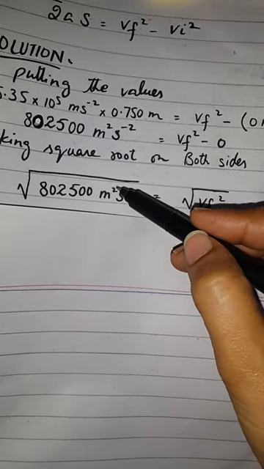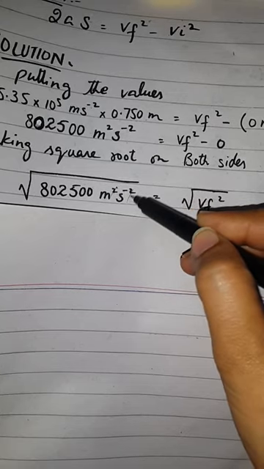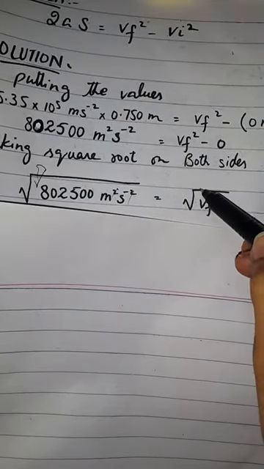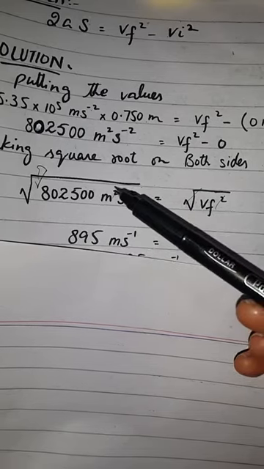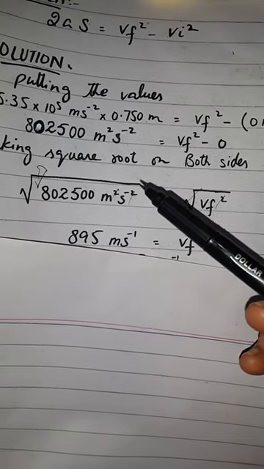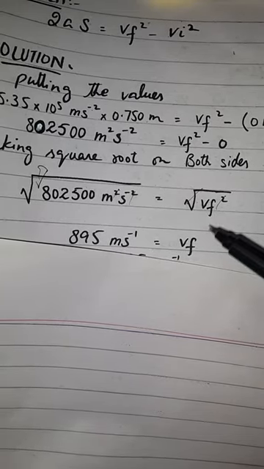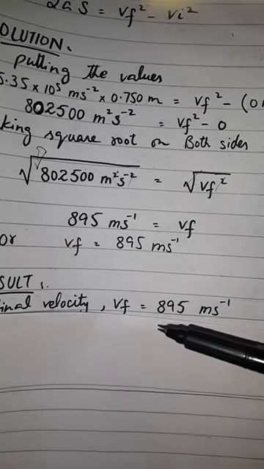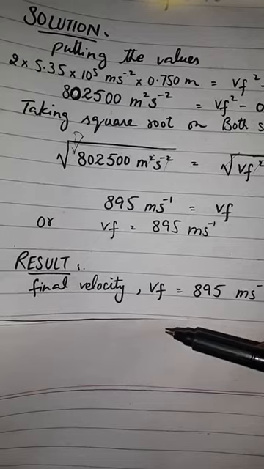By taking the square root of 802,500 meter square per second square, the square is cancelled. Clear? Now the square root of this value is 895 meter per second. So Vf equals 895 meter per second. It is our final velocity, which is our required data.